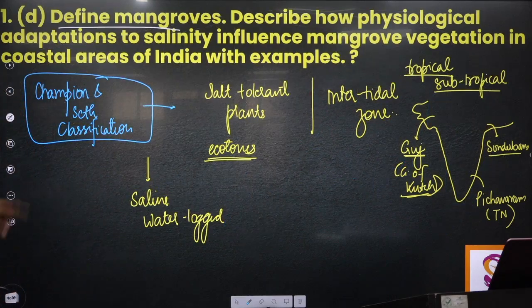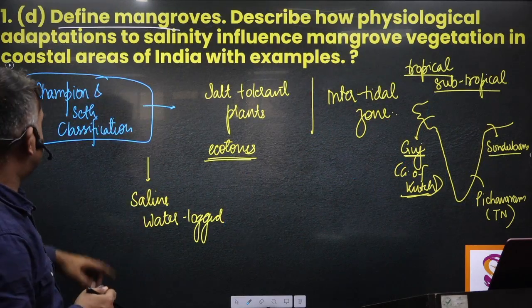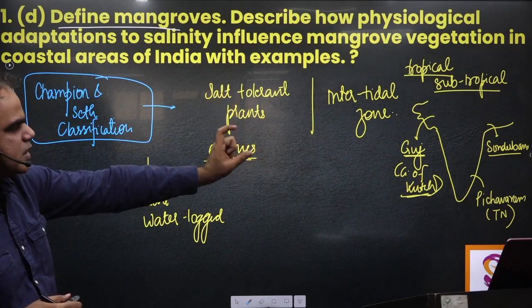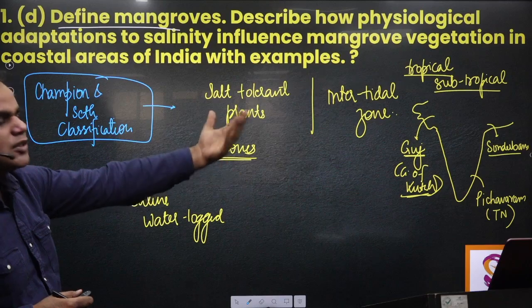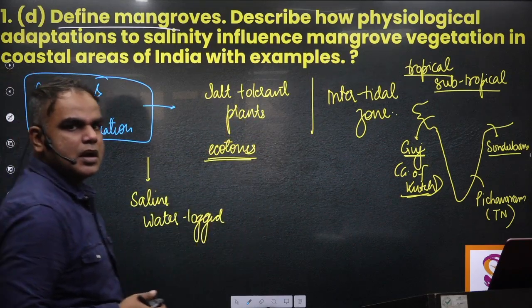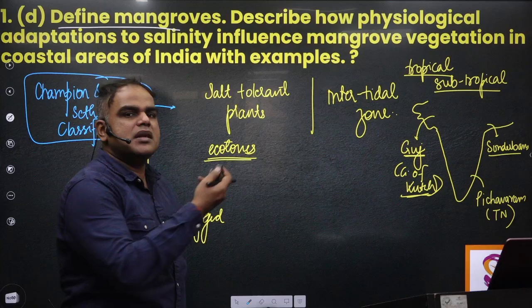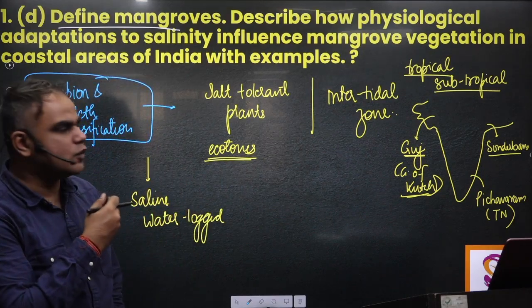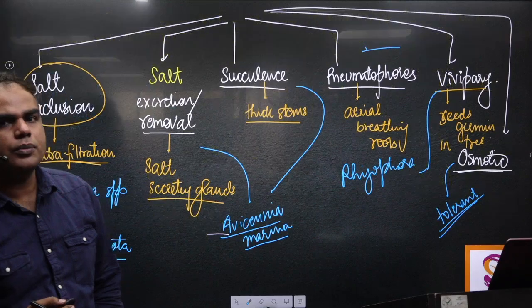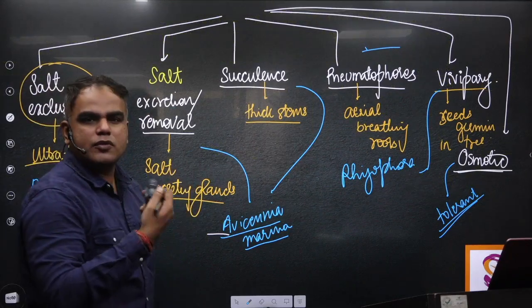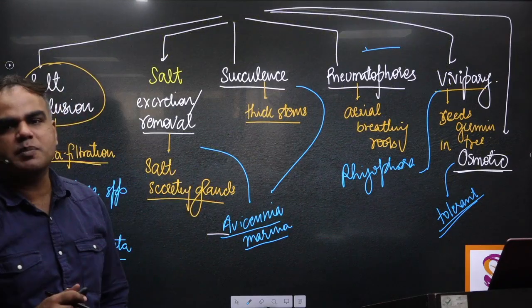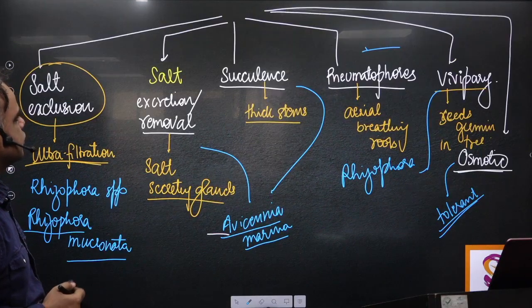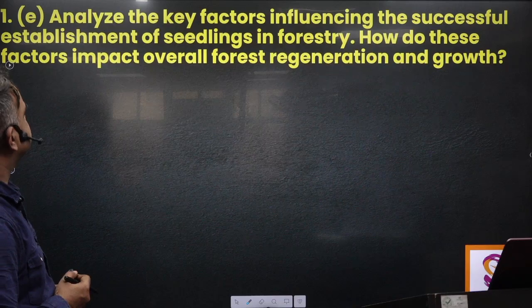These are the parts. In the coastal area with examples, we have seen certain examples, plus your diagram where you talk about Sundarbans and Pichavaram. In Sundarbans, we can give the example of Sonneratia or even the Avicennia related species, or even Rhizophora in Gujarat also. This is all that you have to write. If you mention all these parts, you'll get full marks. So this is how you can attempt this question.